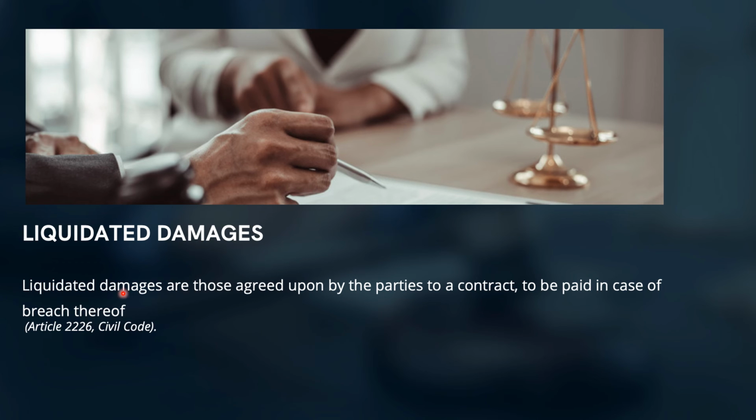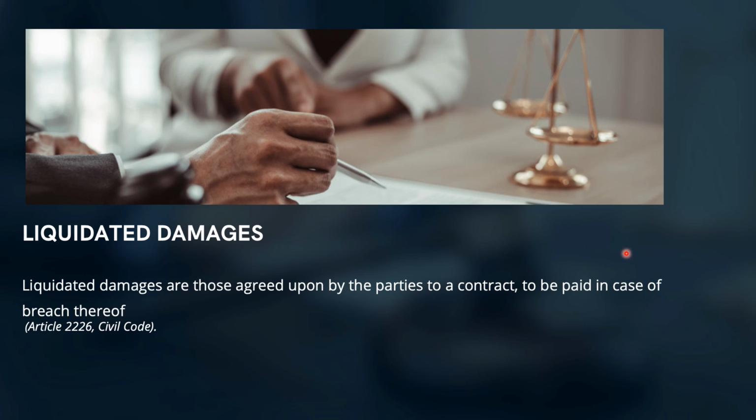Liquidated damages. Liquidated damages are those agreed upon by the parties to a contract to be paid in case of breach thereof. So liquidated damages are attached to an obligation in order to ensure performance, and it has a double function. So number one is to provide for liquidated damages, and number two is to strengthen the coercive force of the obligation by the threat of greater responsibility in the event of breach. So for example, there has been a delay in a completion of the project, and so that would breach the contract and the agreement between the parties.